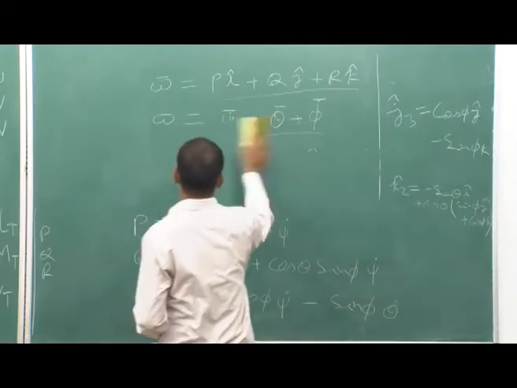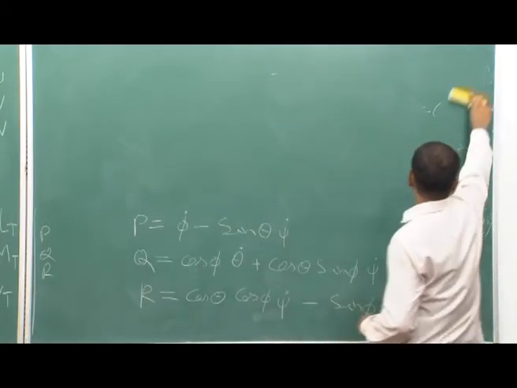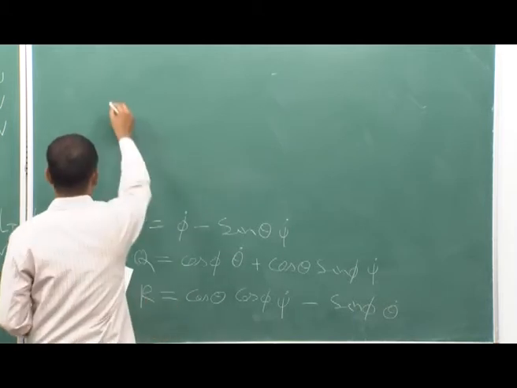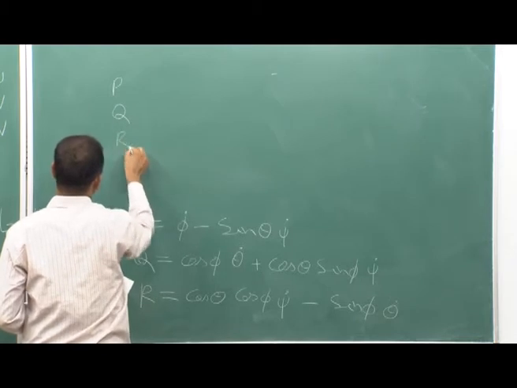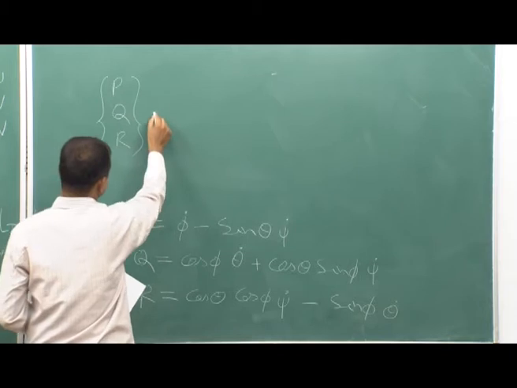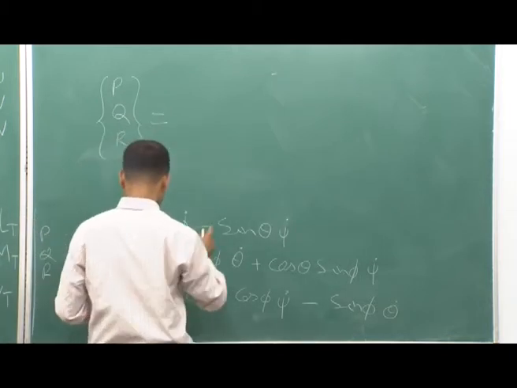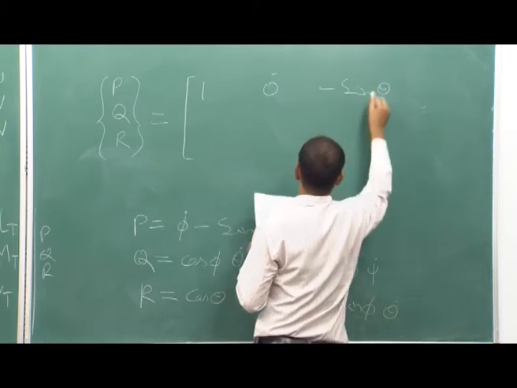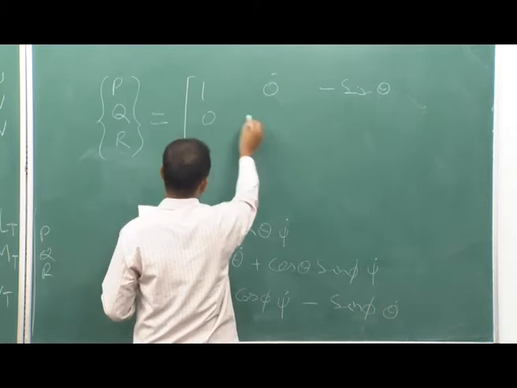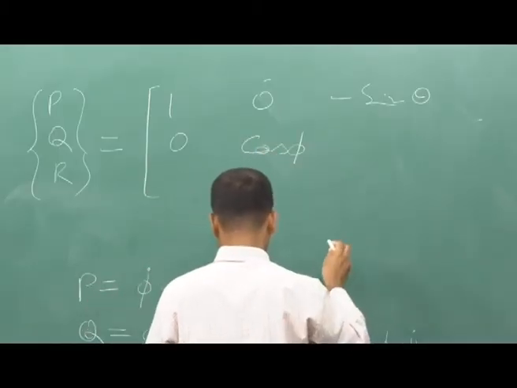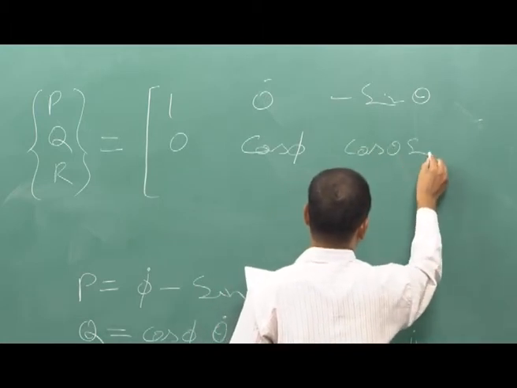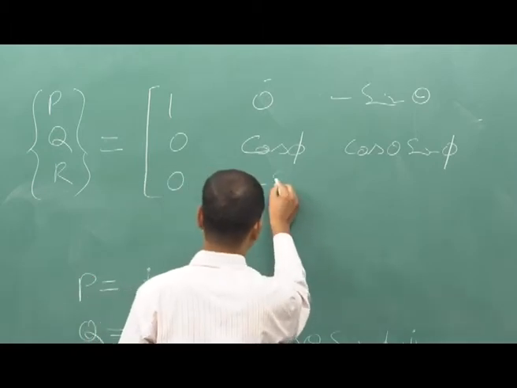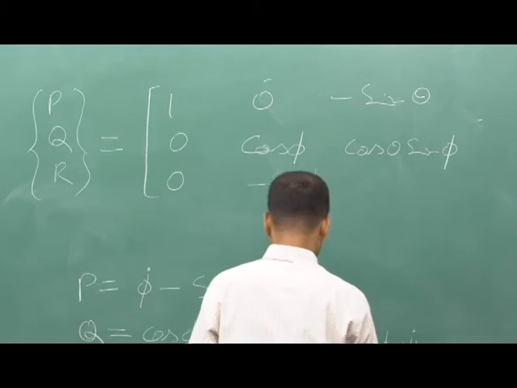And if I write it in matrix form, I can write P, Q, R is equal to the matrix with rows 1 0 minus sin theta, 0 cos phi cos theta sin phi, and 0 minus sin phi cos theta cos phi.